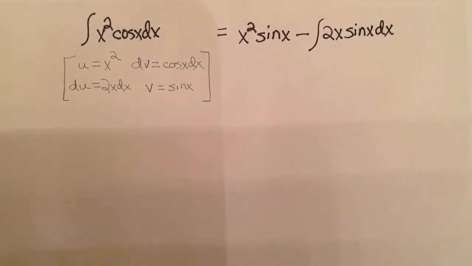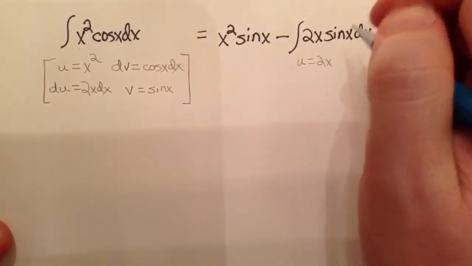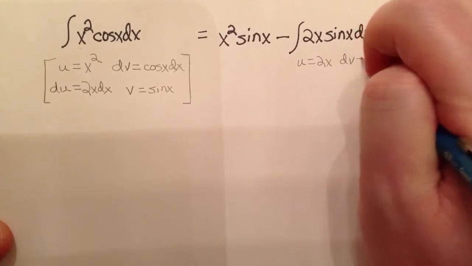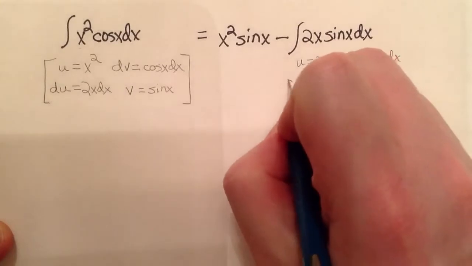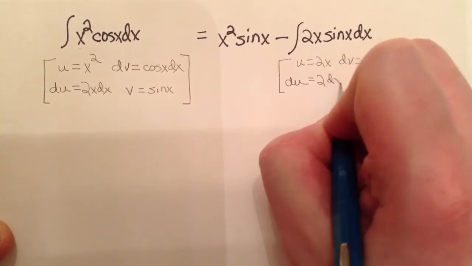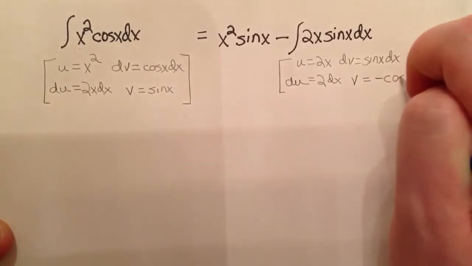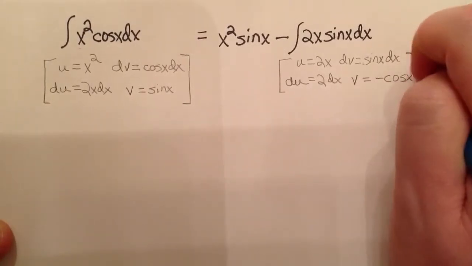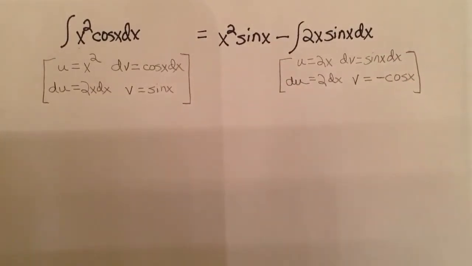So we have another round of integration by parts to be performed, and for this one we have that u is equal to 2x and dv is equal to the sine of x dx. And we have du is equal to 2 dx, and again the antiderivative of the sine of x dx is the negative of the cosine of x, and we're going to be distributing the negative sign from the prior step.